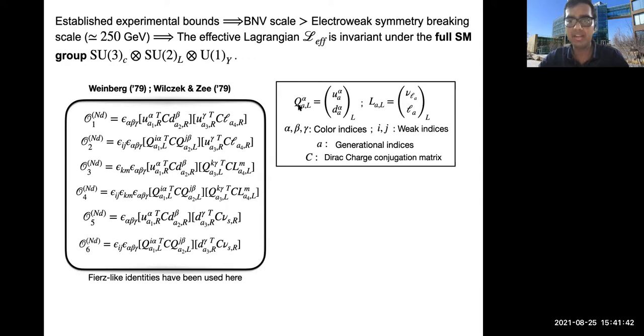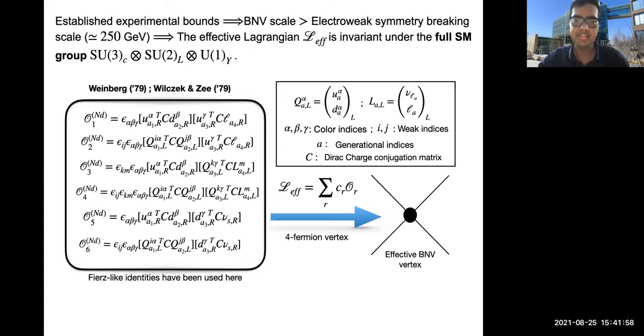Q is the quark doublet, L is the lepton doublet, alpha, beta, gamma are the color indices, I, J are weak indices, A is the generational index, and C is the Dirac charge conjugation matrix. In effect, this produces a 4 fermion operator connecting 3 quarks with 1 lepton and thereby mediating nucleon decay.